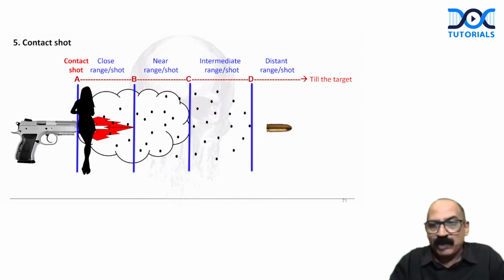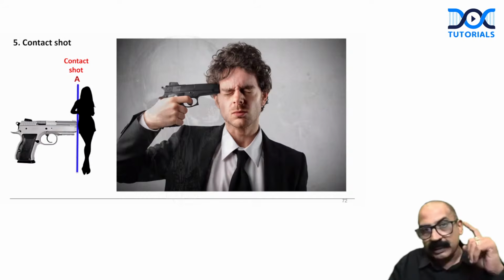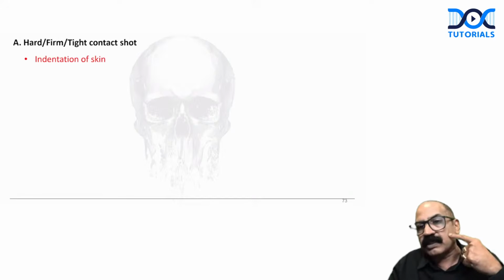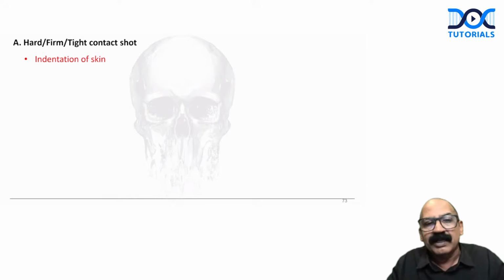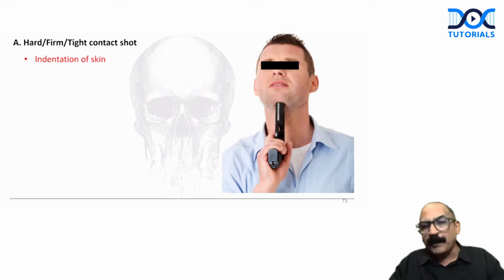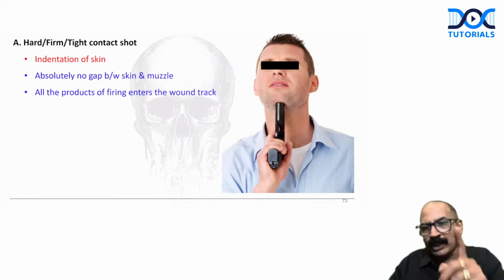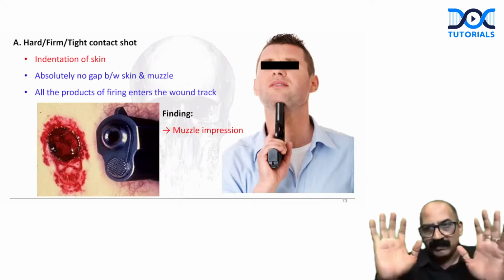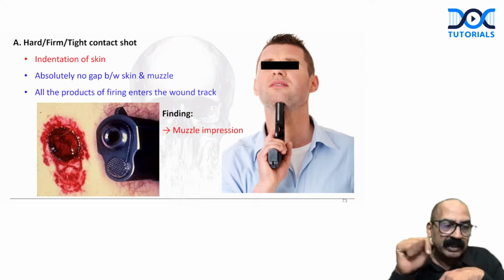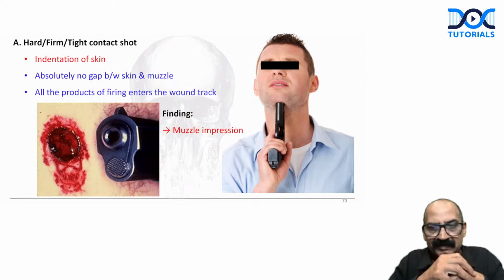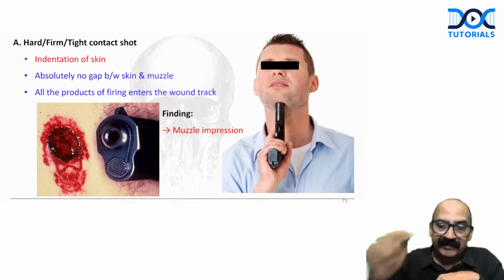There are 3 different types of contact shot. Number 1, firm contact, where there is indentation of the skin. Look here, not only touching, tightly touching. It is also known as tight contact. Entire products of firing will enter into the wound track. Absolutely, there is no gap. What you see is only the muzzle impression. There is no leakage of any other products of firing. Only the bullet will enter, and you can see the muzzle impression.